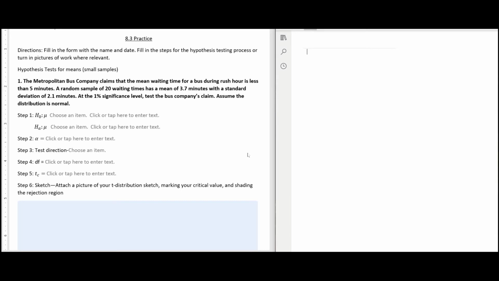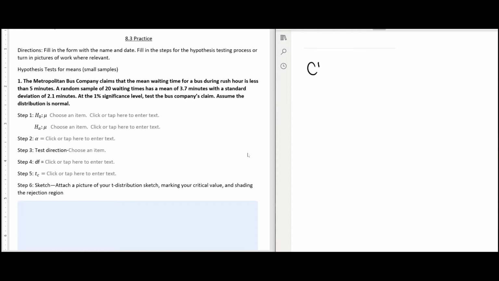So the first one is: the Metropolitan Bus Company claims that the mean waiting time for a bus during rush hour is less than 15 minutes. A random sample of 20 waiting times has a mean of 3.7 minutes with a standard deviation of 2.1 minutes. At the 1% significance level, test the bus company's claim. Assume the distribution is normal. So they claim that the mean waiting time is less than 5 minutes.